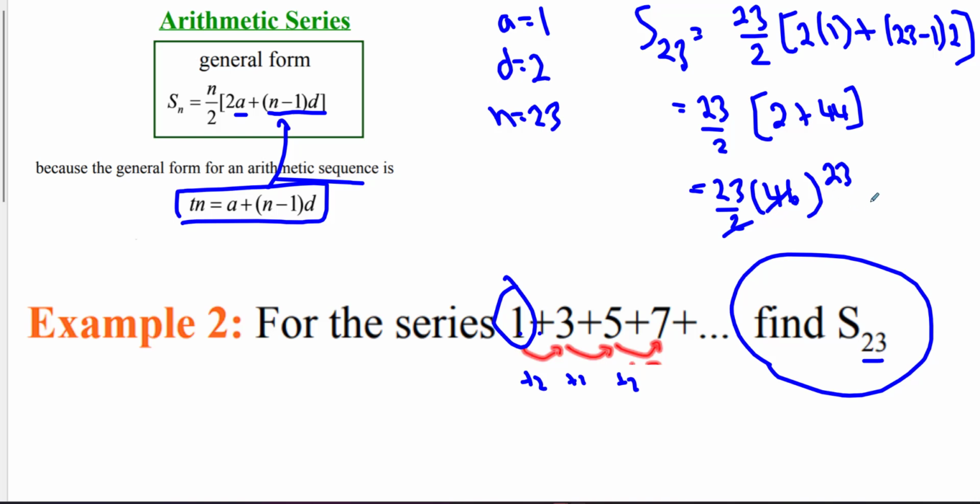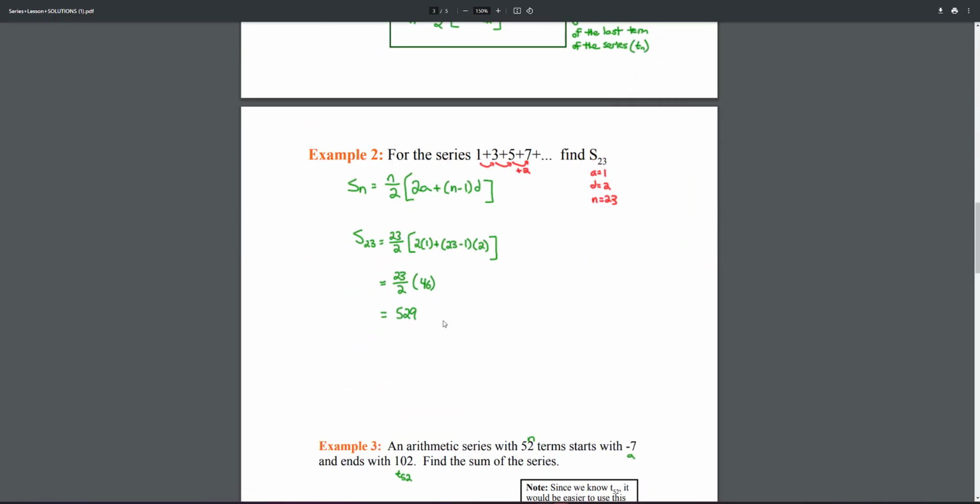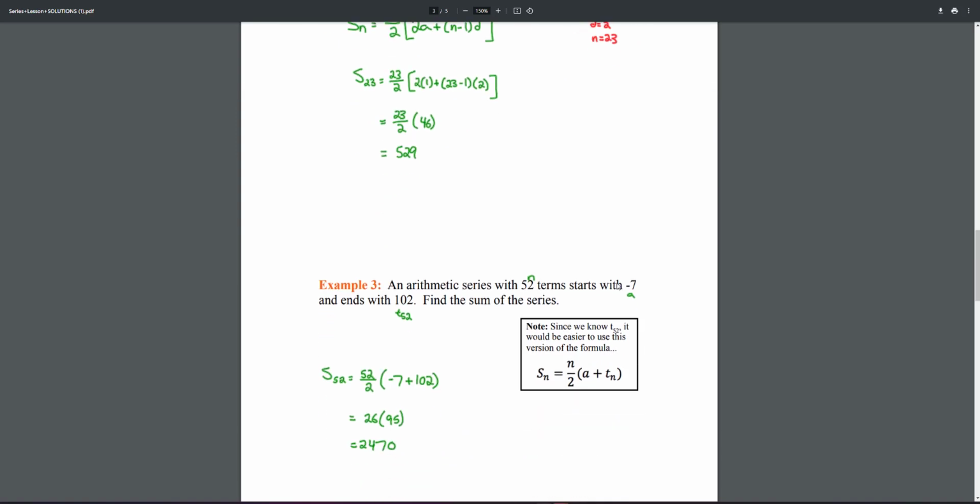So 23 times 23, 500 and something, or is it 6 something? I forgot now. Let me just use the calculator. 529, yeah. All right. So yeah, and I think that is the answer. So let's see if we did it right. Yes, 529. Easy stuff. Example 3.